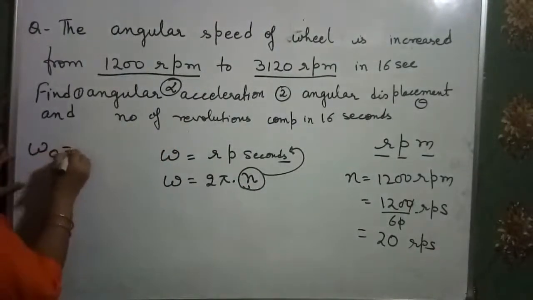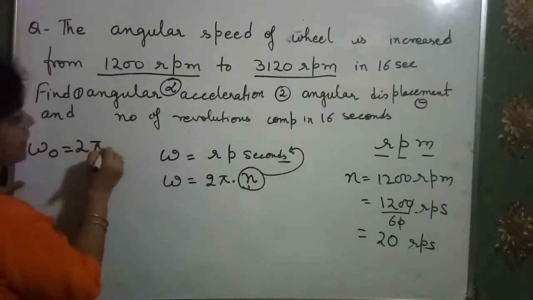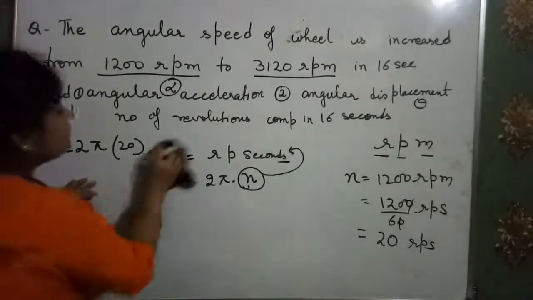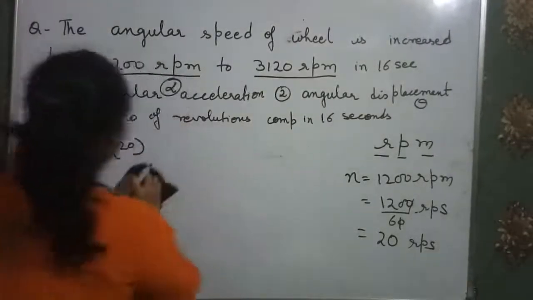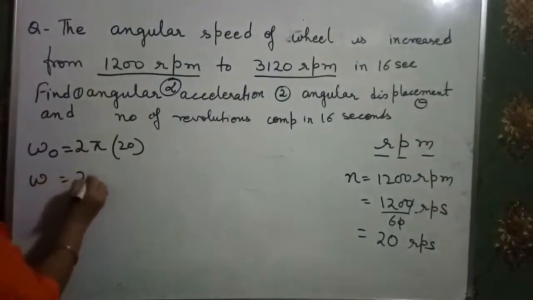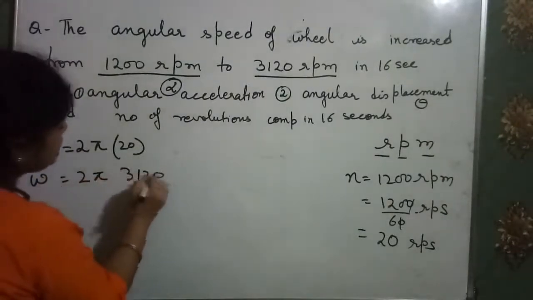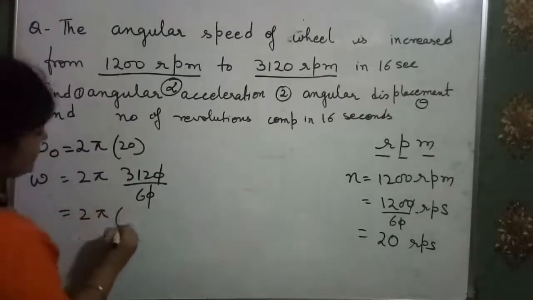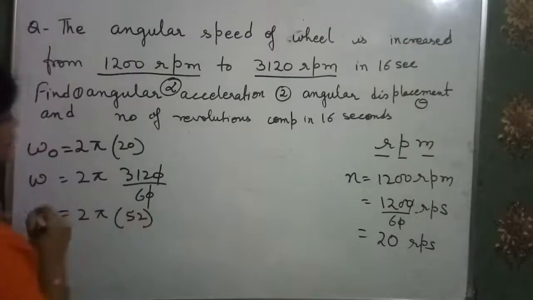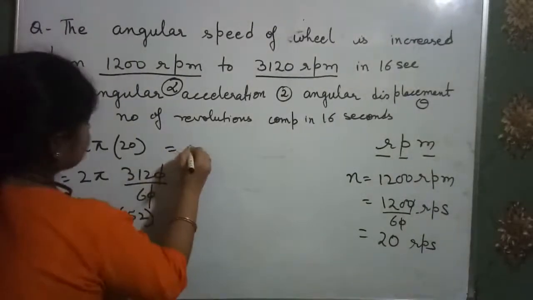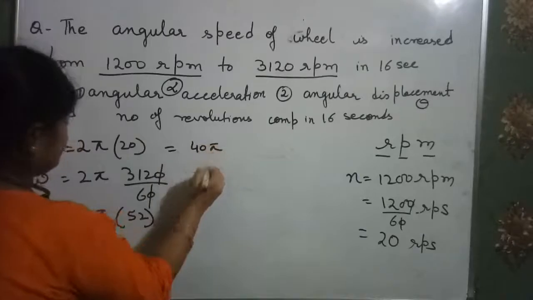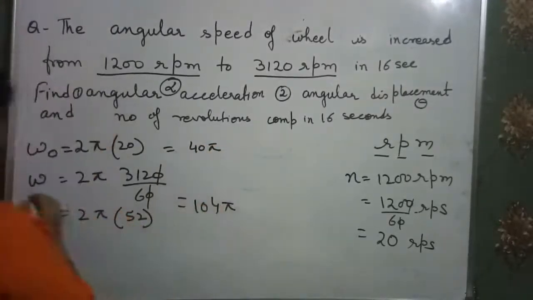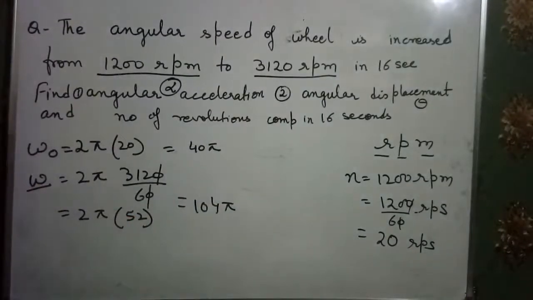Similarly for 3120, so this is the value of omega 0. Omega 0 is what? 2 pi into 20. Clear? Now the final value of omega is what? Final value of omega is 2 pi into 3120 over 60. It gets cancelled. So we have 2 pi, 6 5s are 30, 6 2s are 12, 52. So we have 2 pi into 52, and 2 2s are 4, 2 5s are 10, so 104 pi is the final value of omega. So this is the angular speed.